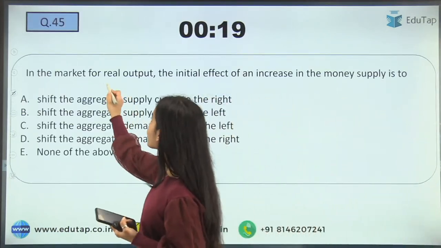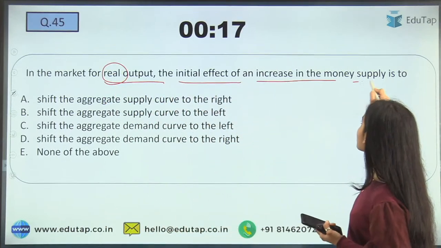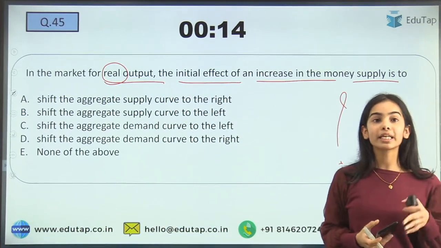Next question is, in the market for real output, the initial effect of an increase in the money supply is to dash. So what should be the right answer of this one?